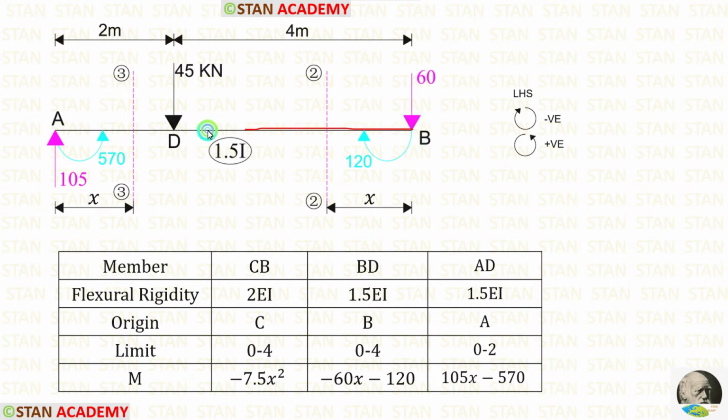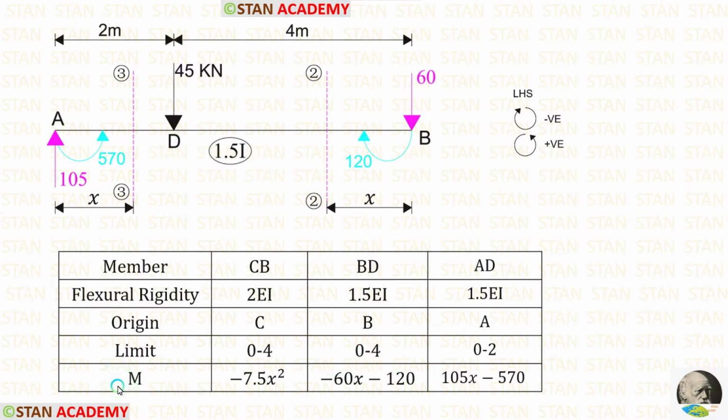Now let us take the portion BA. In BA, we have made two sections. The second section in BD and the third section in DA. First, let us take the second section. I have made this section at a distance of x from the point B. For BD, the moment of inertia is 1.5I, so the flexural rigidity should be 1.5 EI. The origin of the section is in the point B. The limits of the section is 0 to 4.